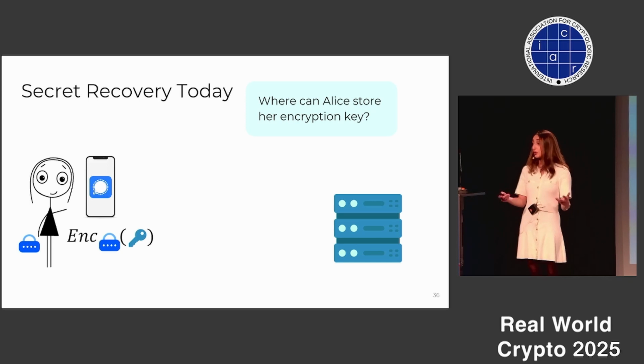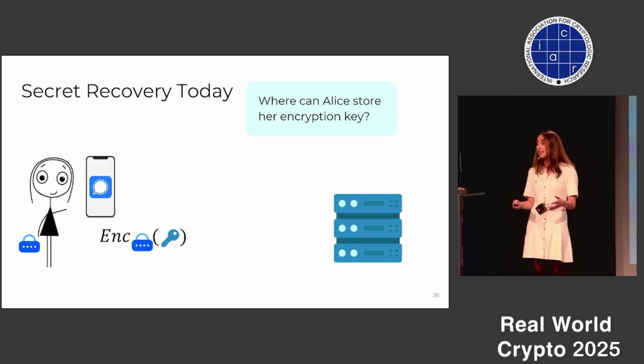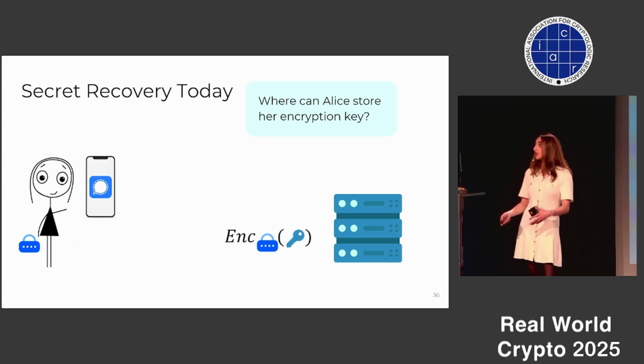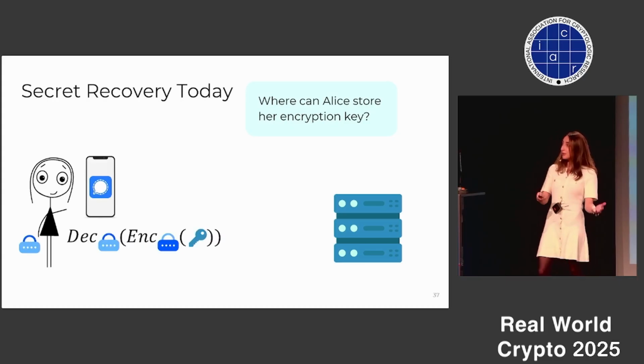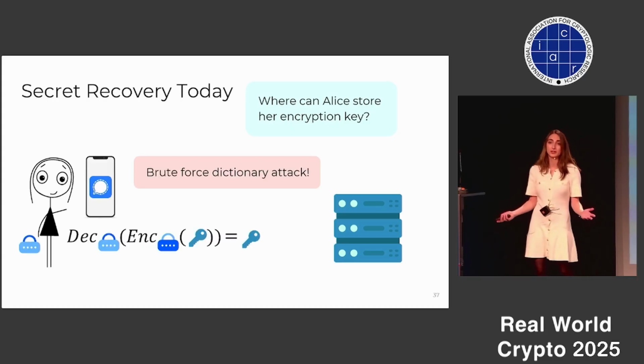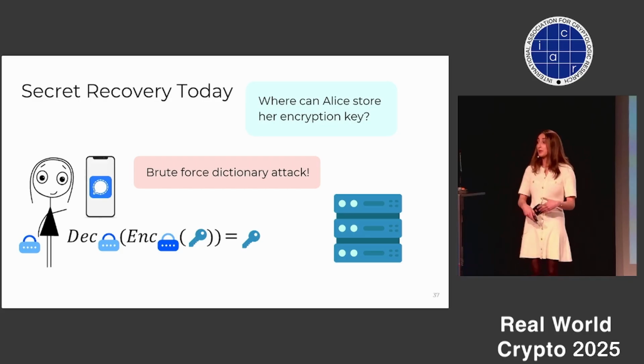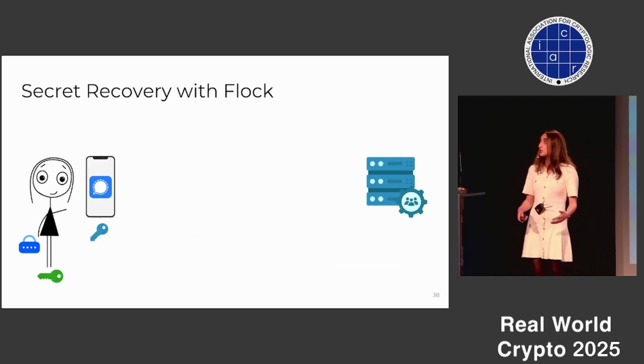She could also have another alternative where she encrypts it with a 4-digit PIN, sends that ciphertext over to the server, gets that ciphertext back, decrypts it with a PIN attempt, gets her key, but this is susceptible to a brute force dictionary attack. So as an alternative, I'll propose that we use Flock for this. So how can we do this?